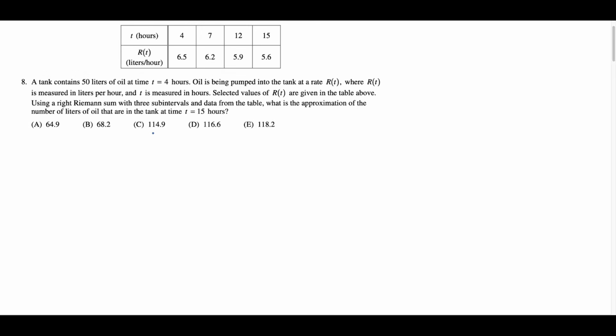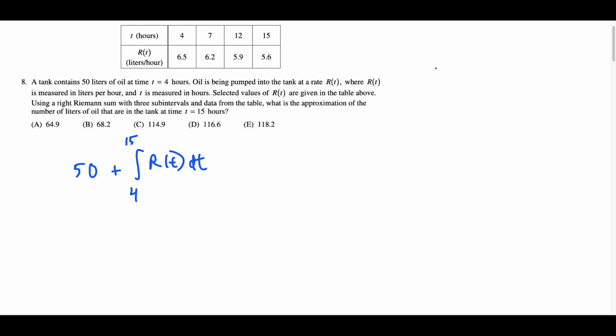Now for this next question here, we have a tank that already has 50 liters of oil at t equals 4 hours, and oil is being pumped into the tank at a rate r of t. And we have a table of values with r of t above. And we want to know how much oil is in the tank at the time t equals 15 hours. So the idea behind this question is that there's already 50 liters of oil inside this tank. And we want to know how much more oil accumulates from t equals 4 to t equals 15 hours, and r of t is the rate that oil is being pumped into this tank.